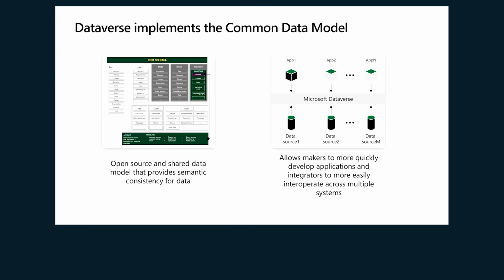On the left, we can see that the CDM schema here is showing how standardized entities and relationships are structured in the open source shared data model. The right side illustrates how Dataverse acts as a central hub, enabling multiple apps, App 1 to App N, to access and interact with multiple data sources, data source 1 to data source M, through a consistent data layer.